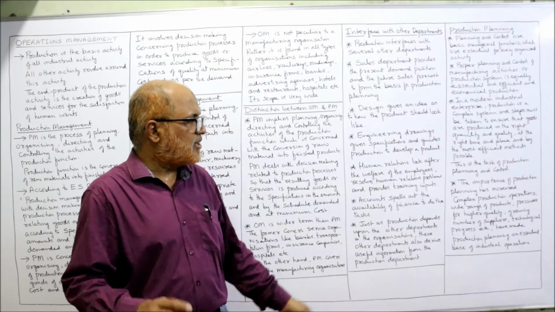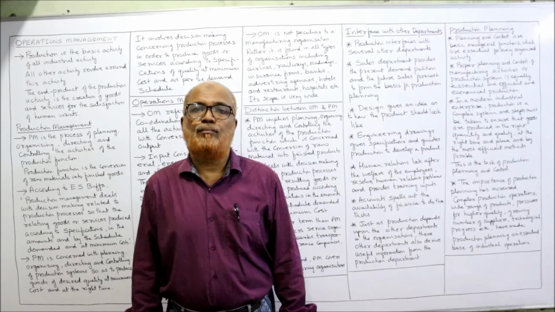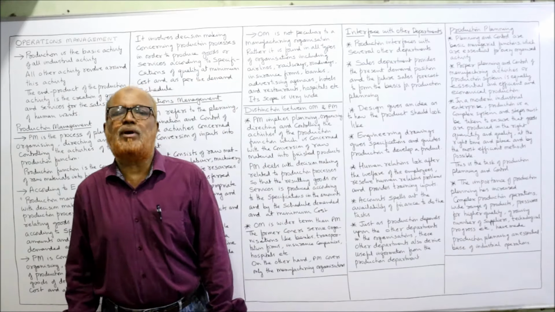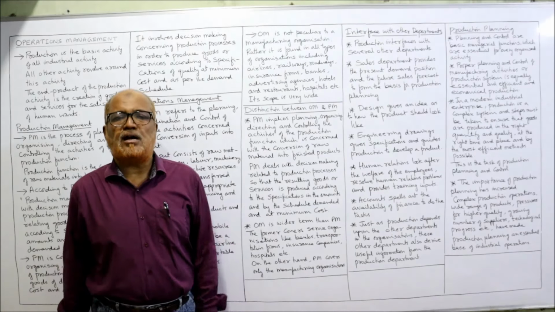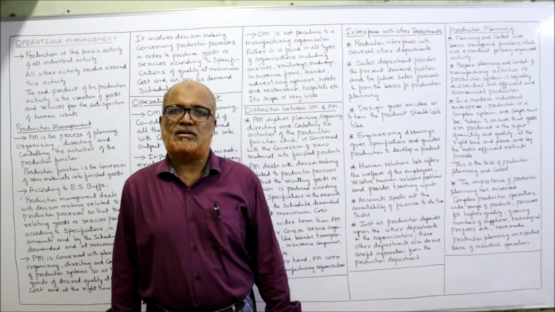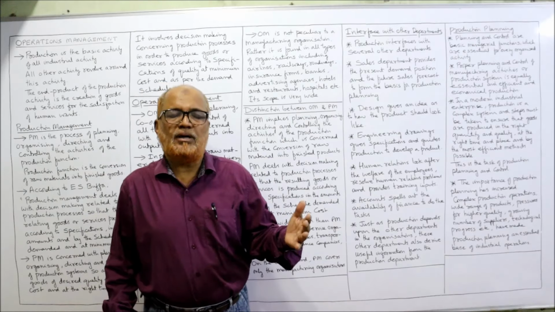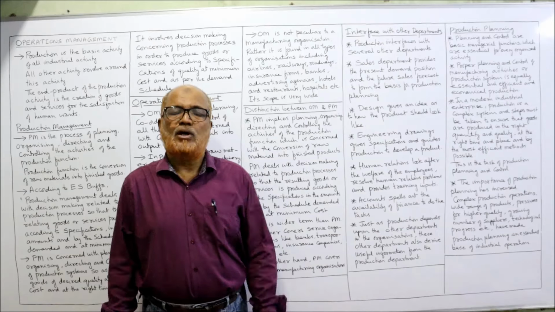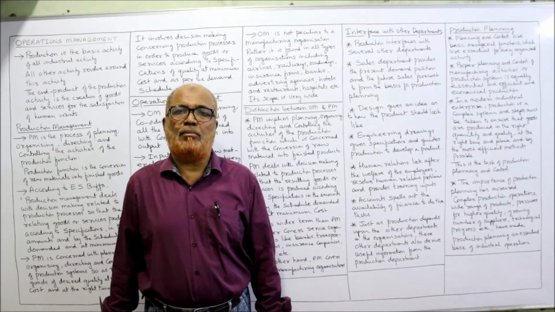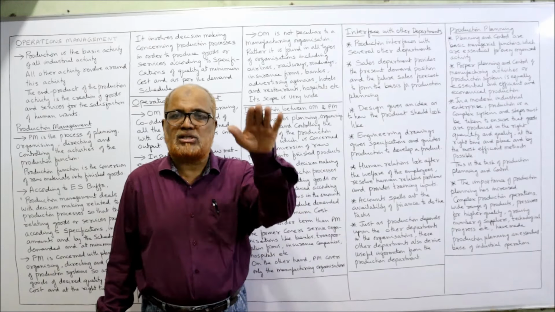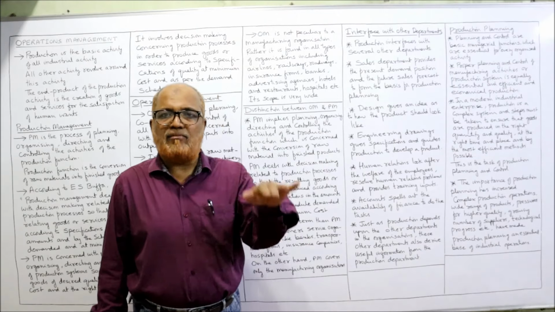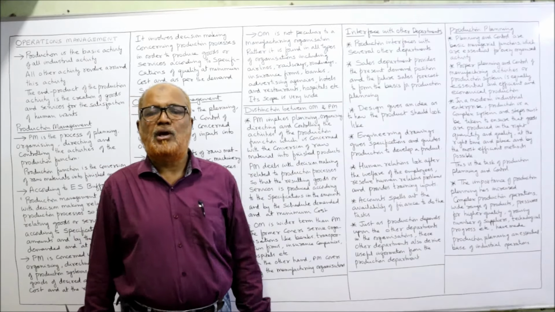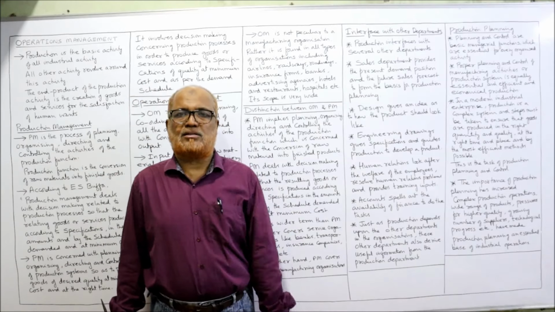The importance of production planning has increased nowadays because a number of reasons are there. The reasons are technological development. Due to technological development, new methods of production are coming into existence, through which we can make large-scale production. When we make large-scale production, the average cost will come down. When average cost comes down, we can sell the goods at a reasonable price. We can compete in the market.